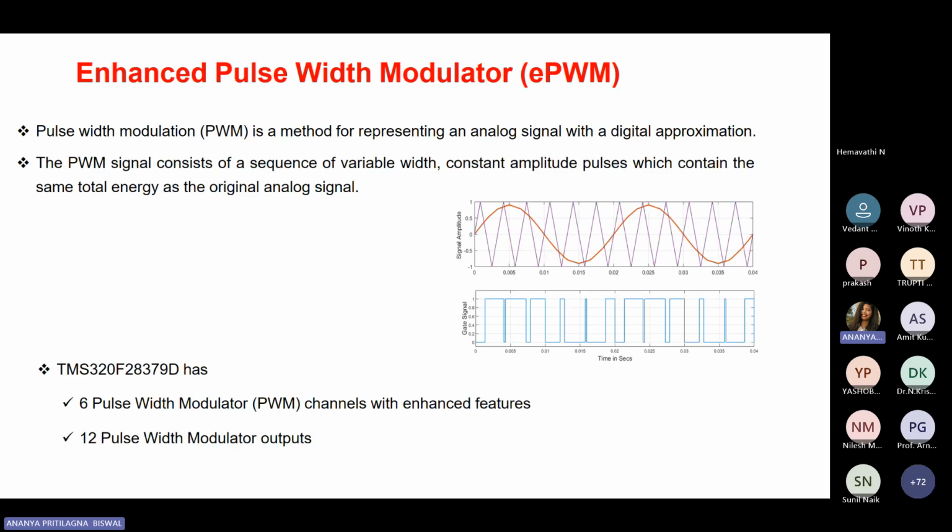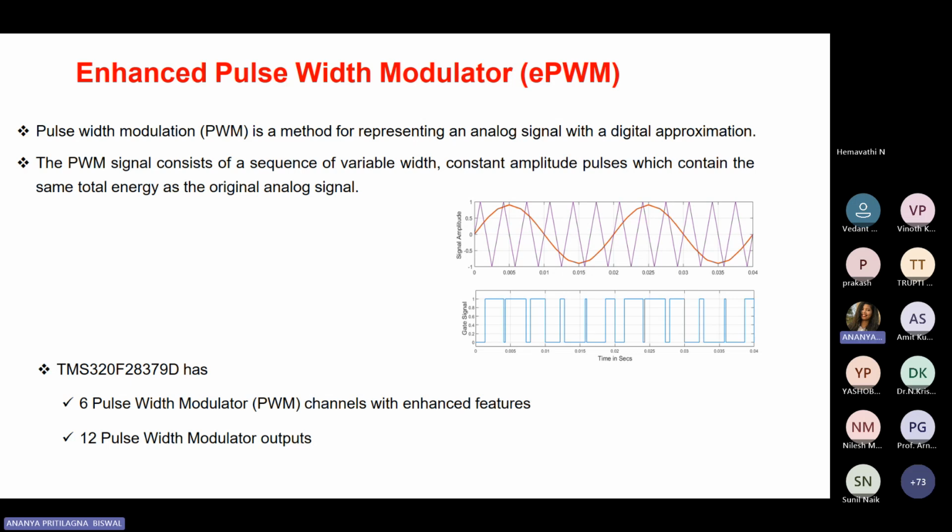The PWM generation, that is the enhanced pulse width modulator, EPWM, is basically a method for representing an analog signal with a digital approximation. The PWM signal consists of a sequence of variable-width, constant-amplitude pulses, which contain the same total energy as the original analog signal. Means there is no loss in transferring the signal from input side to output side.